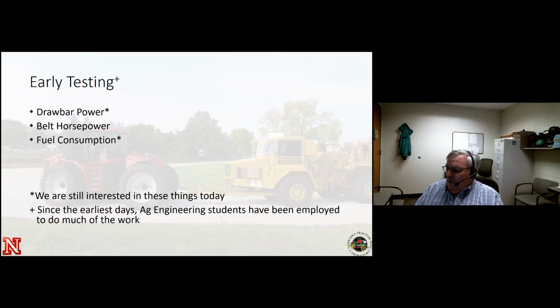And I guess the second footnote to this is we've always been kind of a low budget operation. So we've used ag engineering students heavily to do much of the work here at the Tractor Test Lab. And even today, it's a great deal. They work for $9 an hour and no benefits. So it gives them an educational opportunity, and we get some useful work out of it as well.